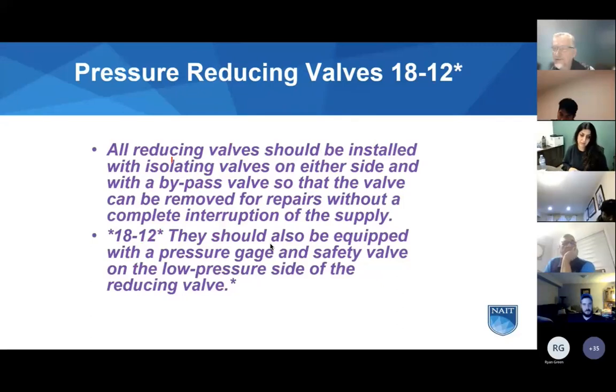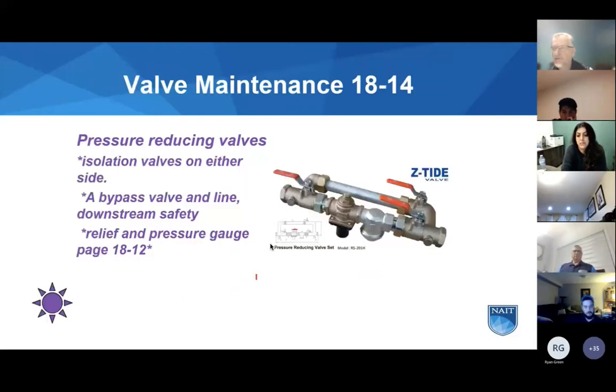How do we install them? All reducing valves should be installed with isolating valves. So there would be a couple of gate valves on either side, and a bypass valve. The bypass valve would be a globe type valve or a ball valve for throttling or adjusting flow. Should this be out of service for maintenance, we can make adjustments and continue to run our equipment. It should also have a pressure gauge and a safety valve on the pressure side of the reducing valve.